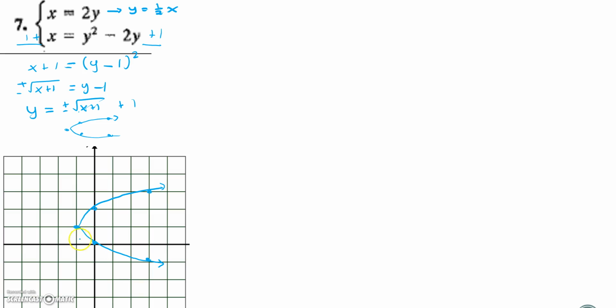Okay, so now we can graph our line. So our line is y equals 1/2 x. So it has a y-intercept of 0, and you rise 1, run 2. Rise 1, run 2. It doesn't look like we're going to fit it onto this graph.